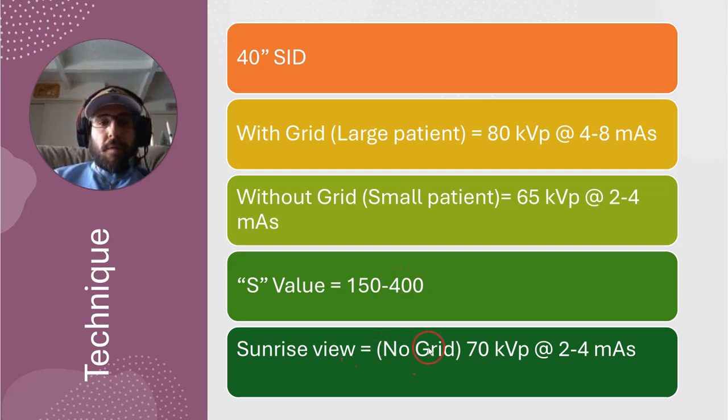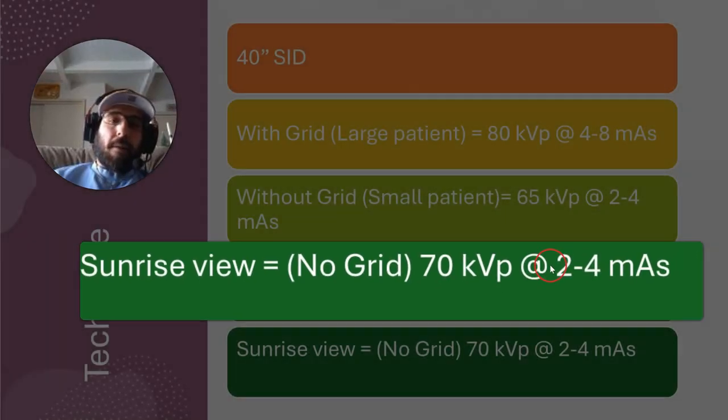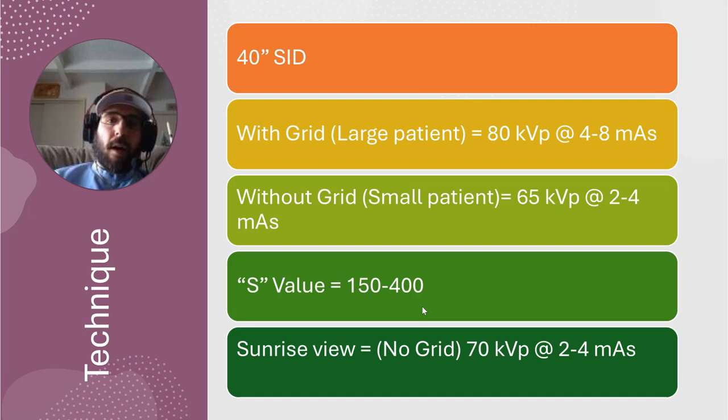And our sunrise view differs a tiny bit. It's somewhere in the middle of the two. So 70 kVp, 2 to 4 mass. Again, anywhere from 65 to 75. You can't go wrong. So keep that in mind when you're setting techniques for these images.